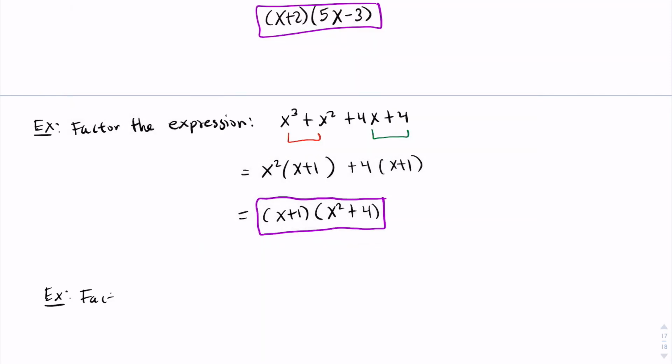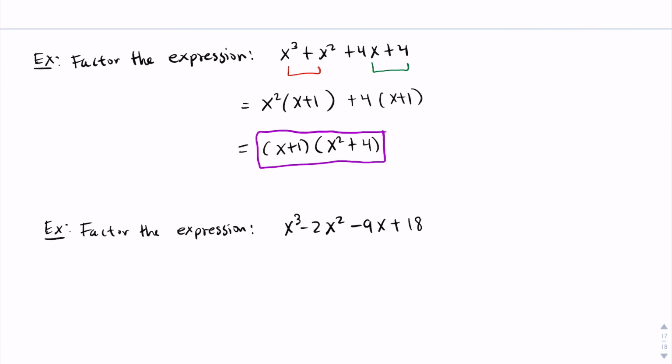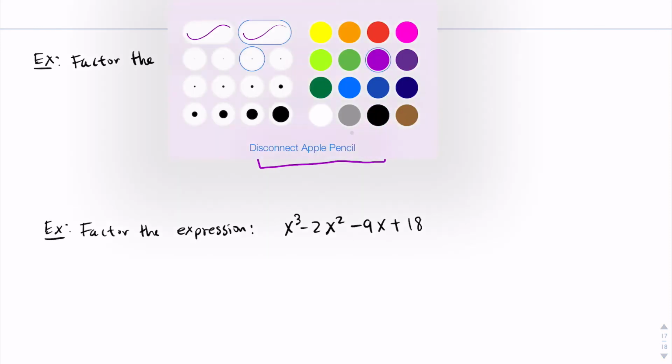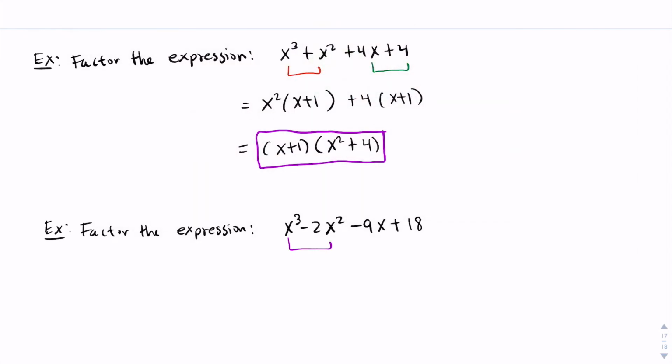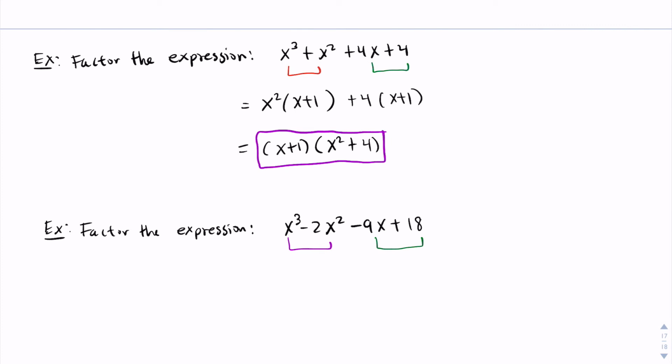Factor the expression x to the third power minus 2x squared minus 9x plus 18. Say we have this one. Say we decide to group them like this again, so x cubed minus 2x squared, and we have negative 9x plus 18. What can be factored out from the first group? x squared. So say we factor out x squared in the first group. We're going to have x minus 2.